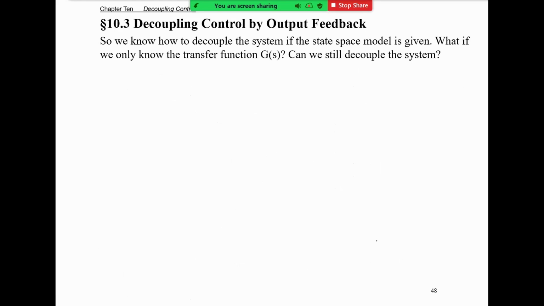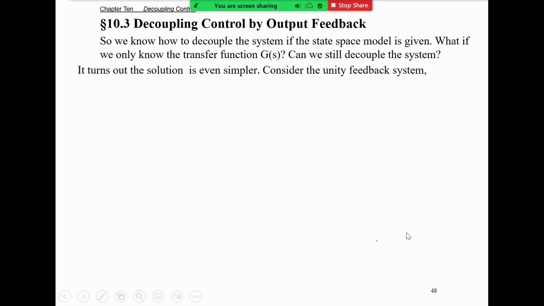Now, let's look at another way for decoupling. How are we going to do it if we don't have the state space model, and instead we know the transfer function? Or sometimes you have the state space model, but you can still use this. From the state space model, you can derive the transfer function, and then you can follow this approach. The result from this one will be different from the one using the state space model because the idea is totally different.